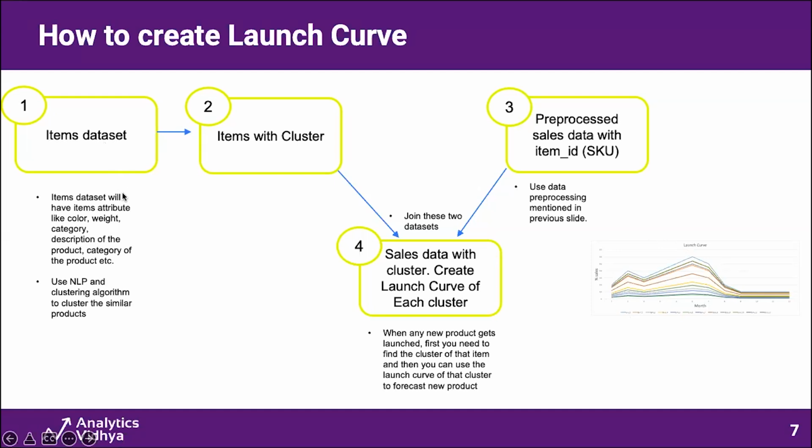So let's understand how we can create a launch curve. In the first step, you need the items data set. The items data set is nothing but the attributes of whatever product you are going to launch or have launched in the past. It could have many features like color, weight, category, the list price of that particular item, the start date, the discontinued date, the category of the product, or the description of the product. These you usually get from your items data set.